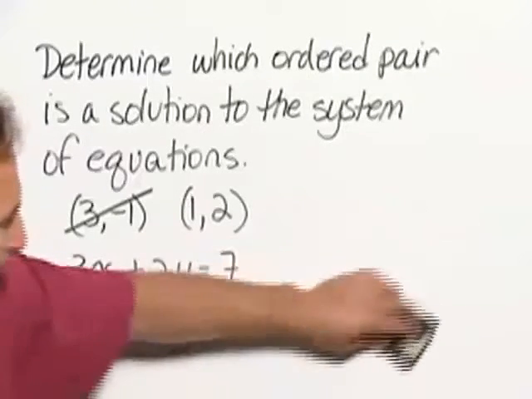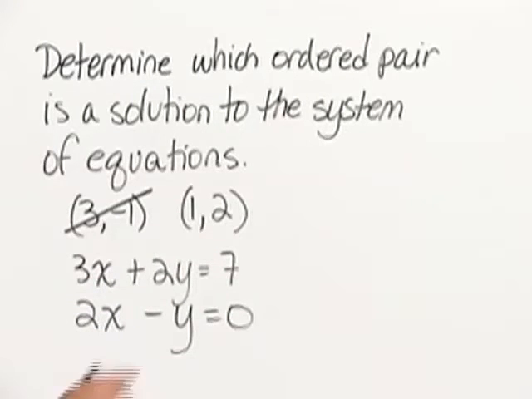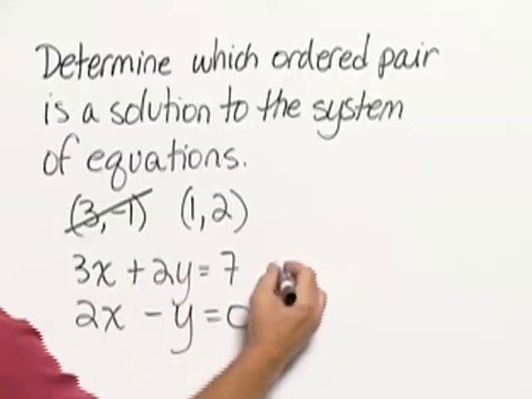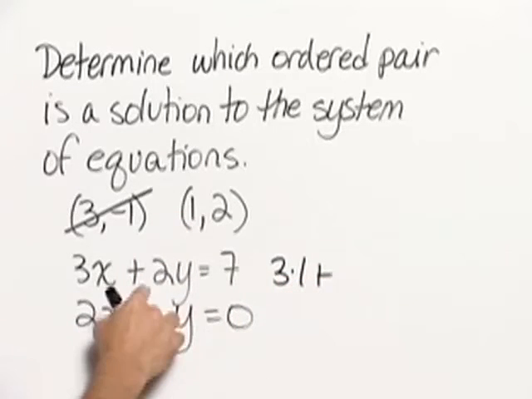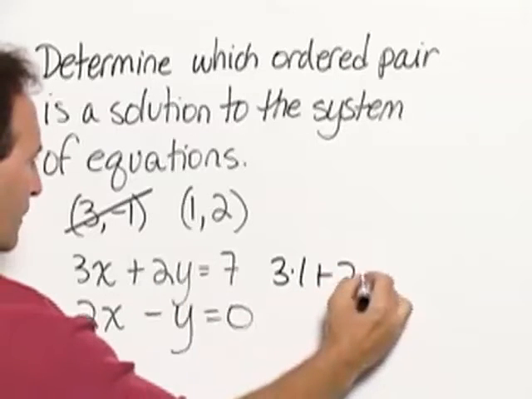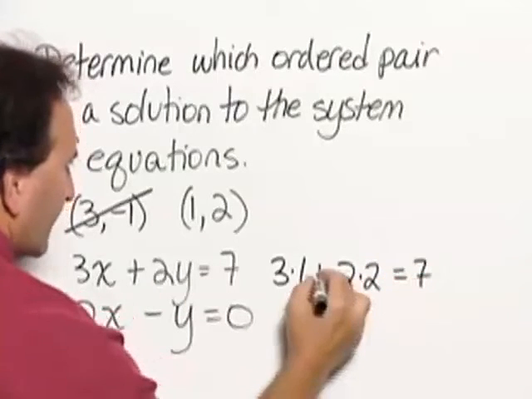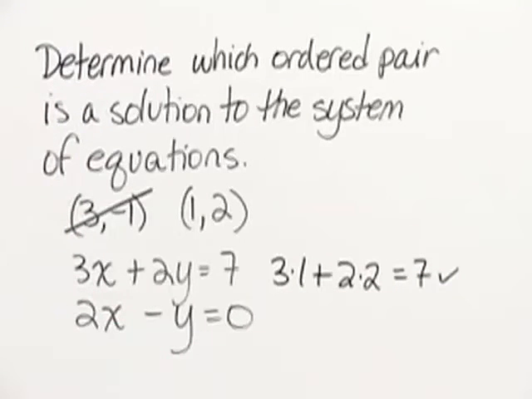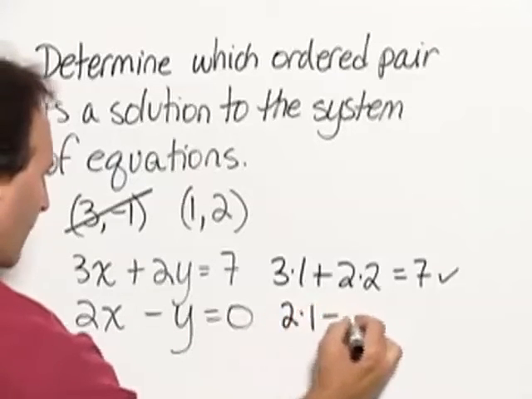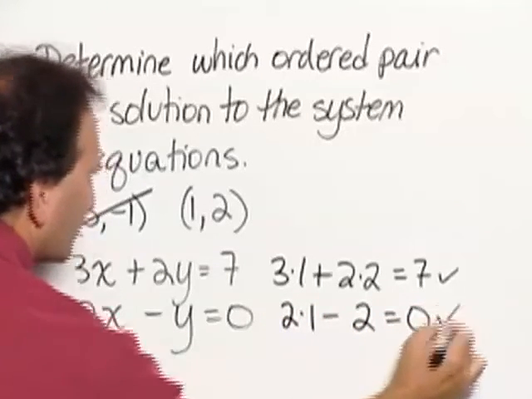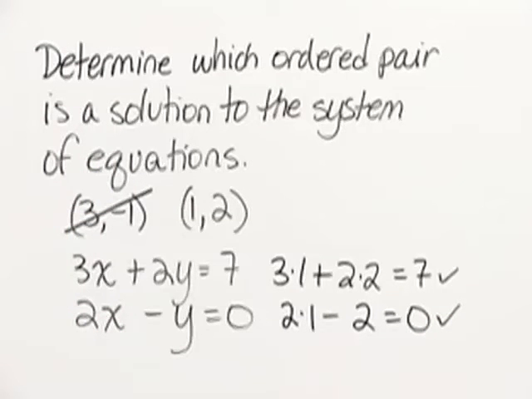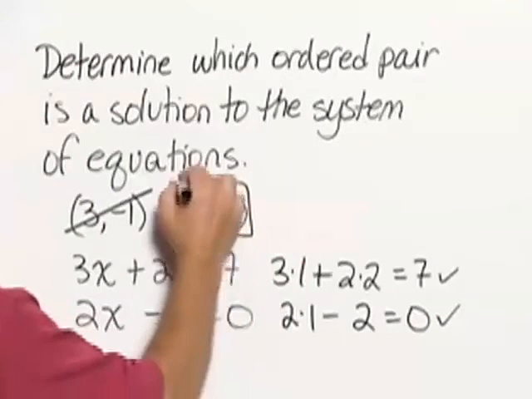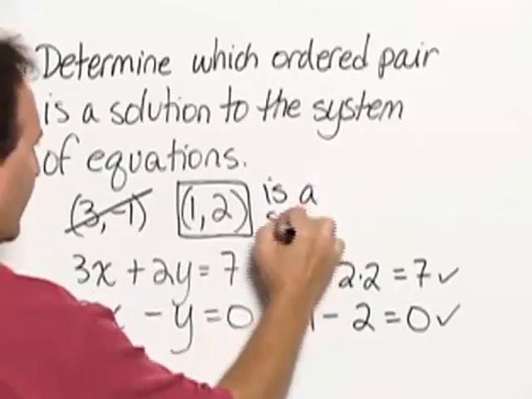Let me erase that so that we can now do the same with 1, 2. 1 for x, 3 times 1 plus 2 times 2. Does that equal 7? And of course, 3 plus 4 equals 7. It checks. Now substitute in 1 for x and 2 for y. 2 times 1 minus 2 equals 0, because 2 minus 2 is 0. And therefore, 1, 2 is a solution.